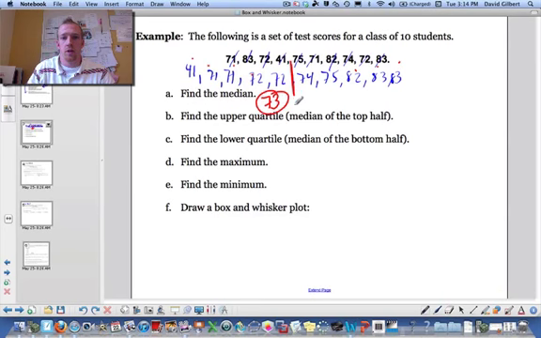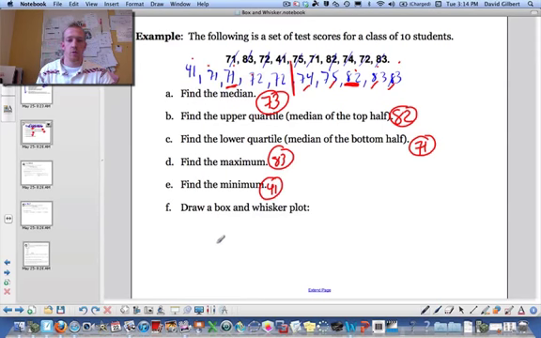That breaks our data in half. So the upper quartile is the median of the top half of numbers. So first, last, it's right here. So that's going to be an 82. The median of the bottom half is the middle number, which is a 71. The maximum is an 83. And the minimum is a 41. Alright, draw a box and whisker plot.